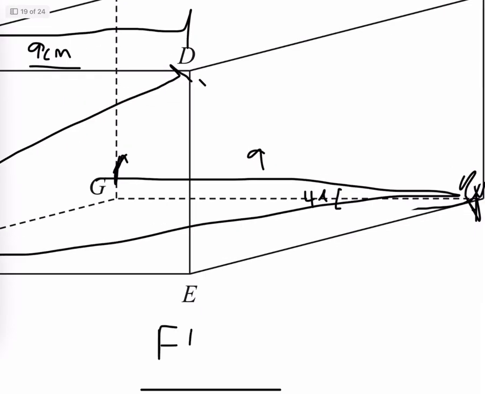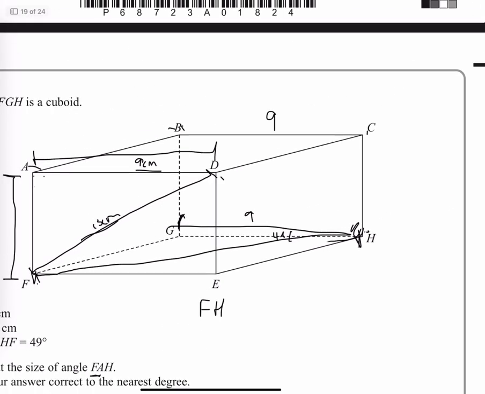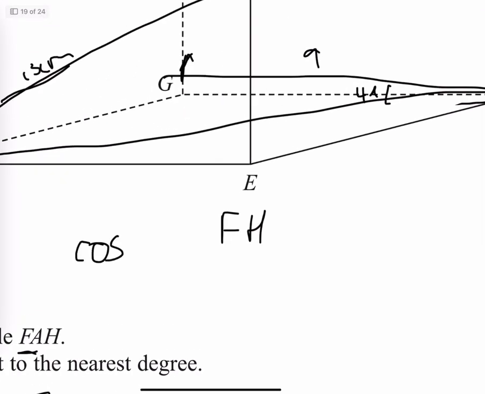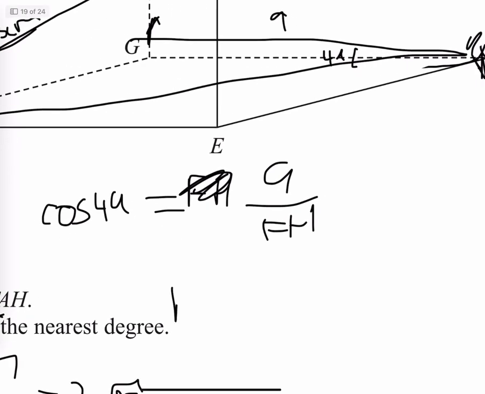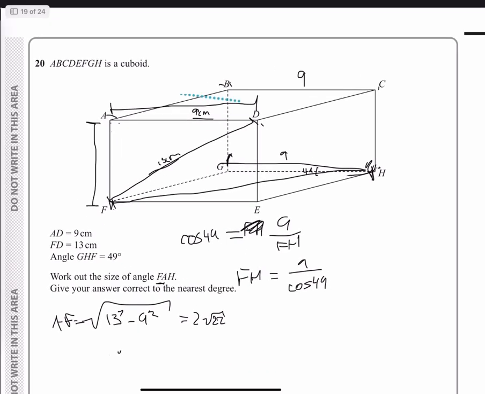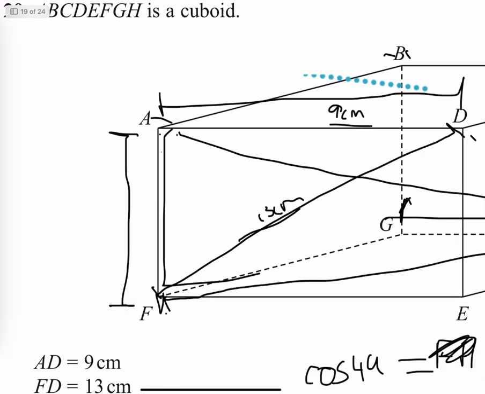So F to H is, okay, well, SOHCAHTOA, we have the adjacent, so we're using cos. So cos of 49 will be equal to 9 over FH. So FH equals 9 over cos 49. We've now got two sides of the triangle. So we have this one, we have that one, and we kind of go down like this. This is the angle we're interested in. We're going to call it theta.